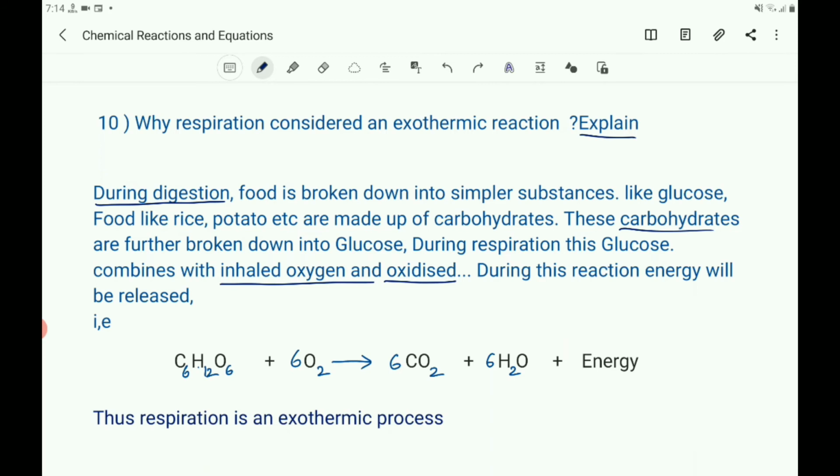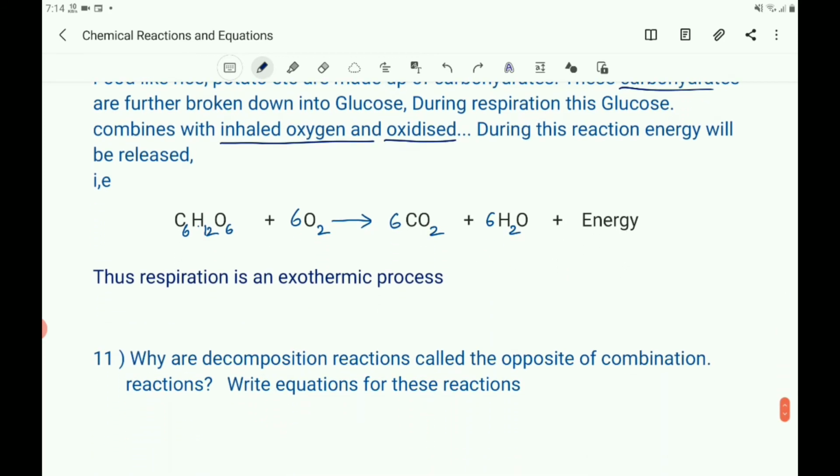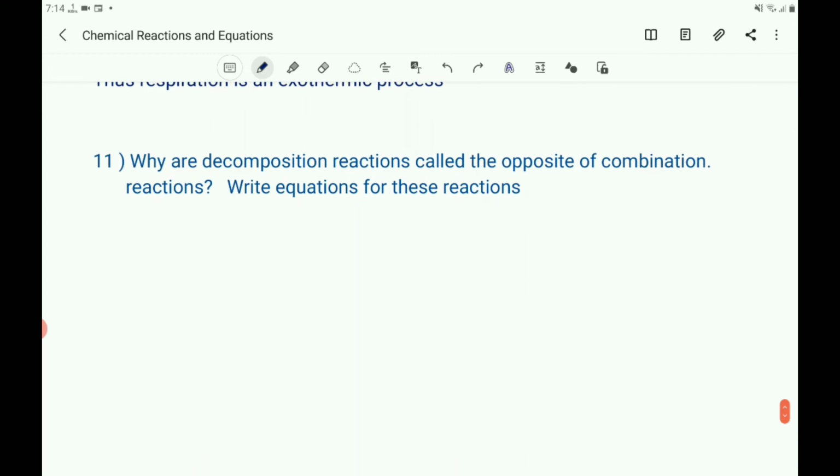Next, let us take the 11th question. Why are decomposition reactions called the opposite of combination reactions? Write equations for these reactions. Here, decomposition and combination are opposite reactions. In decomposition, one single reactant gives two or more products, and in combination, two or more reactants combine to give a single product.